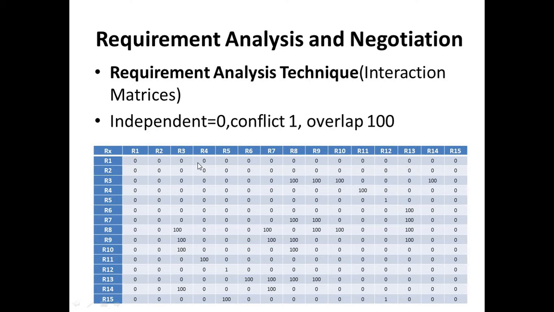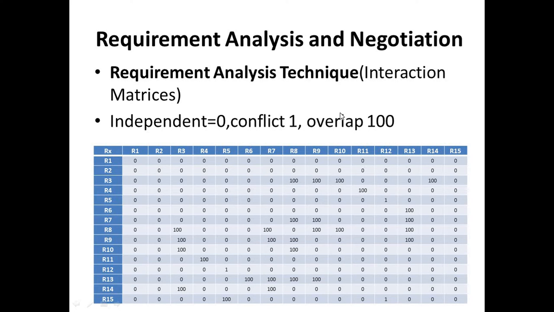Based on this interaction, we can find three possibilities. If the interaction between two requirements is marked with 0, it means that the requirements are independent. If the interaction is marked with 1, it is a conflict, and if it is marked with 100, they overlap.